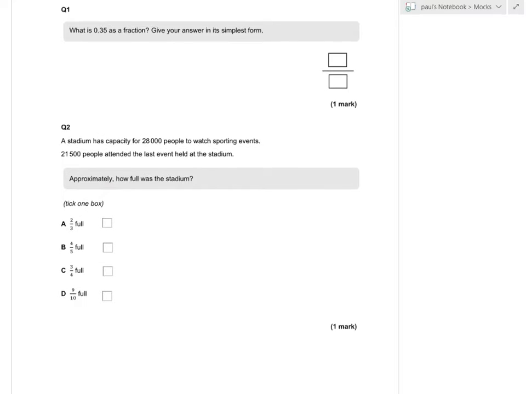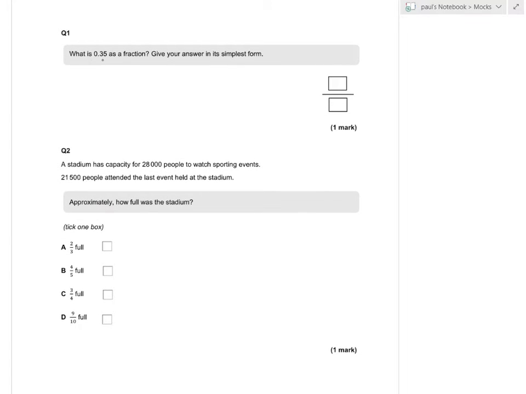Right, let's go back up a little bit. 0.35 as a fraction, give your answer in the simplest form. So that will be 35 over 100. Divide both sides by 5 is 7 over 20.